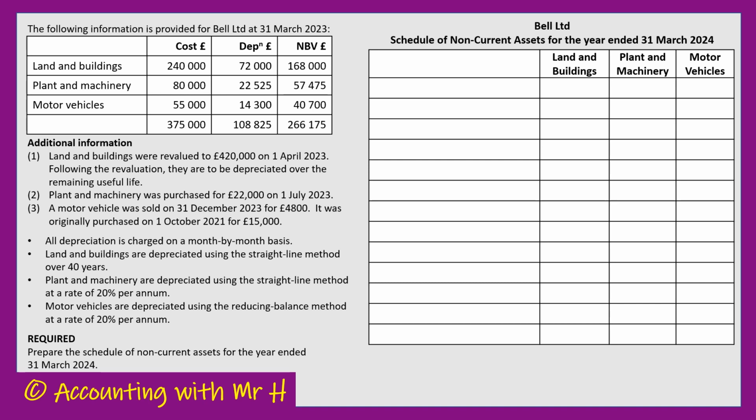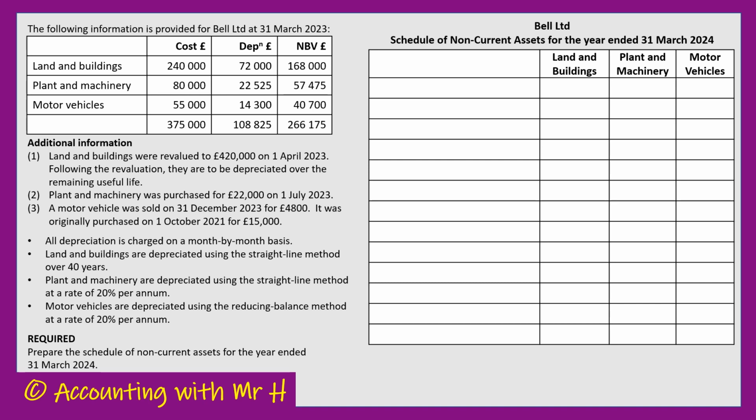So item number 1, land and buildings were revalued. Item 2, plant and machinery was purchased. Item 3, a motor vehicle was sold. So during the year, three things have essentially happened: a revaluation, a purchase, also known as an addition or an acquisition, and a disposal. The bullet points tell me about their depreciation policy.